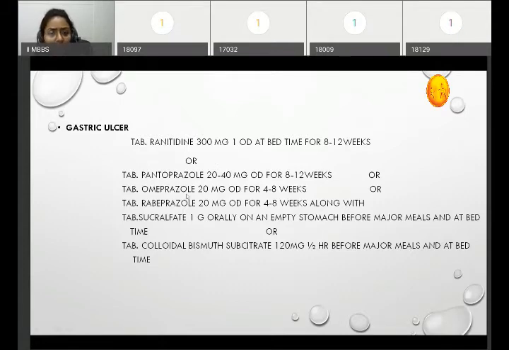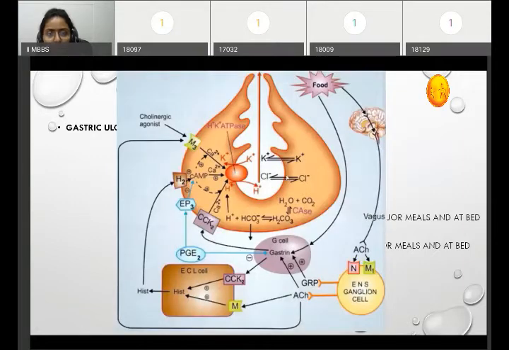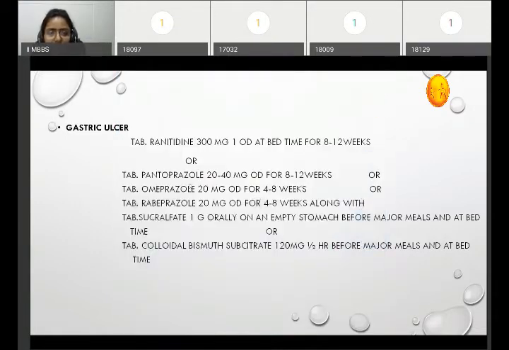Other drugs that you can add for gastric ulcer are proton pump inhibitors. As you have seen in this figure, the proton pump, that is the hydrogen potassium ATPase enzyme pump, causes release of H plus ions that are required for the formation of acid. They are released from this pump. So the proton pump inhibitors indirectly decrease the acid secretion. These proton pump inhibitors are pantoprazole, omeprazole, rabeprazole.